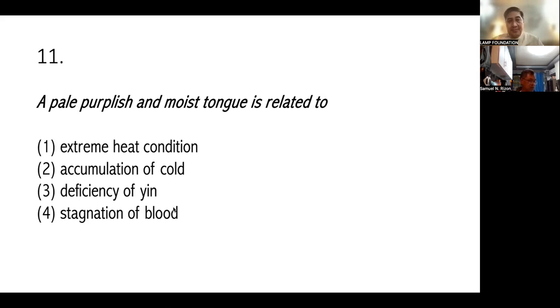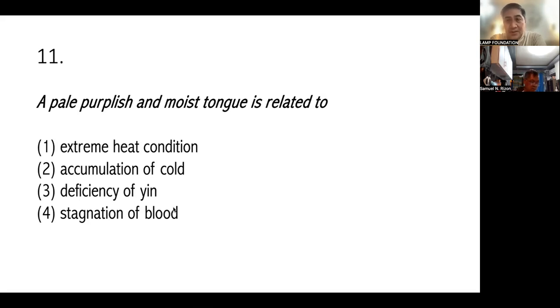Red po. Deep red po, deep red. Okay. You were talking about red for extreme heat. What about yin deficiency? Ano ang itsura ng tongue? Ang yin deficiency po is red po, with empty heat. With empty heat. And then no coating.